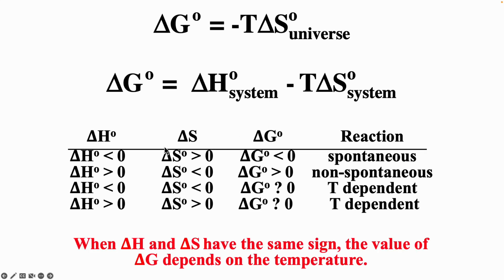And so there's 4 possibilities. Delta H and delta S can have the same sign. And so if they're both negative, it depends on temperature. Both positive, well, if it's the same sign, then it depends on temperature. If delta H is negative, delta S is positive, it's spontaneous. Delta H positive, delta S negative, it's non-spontaneous.